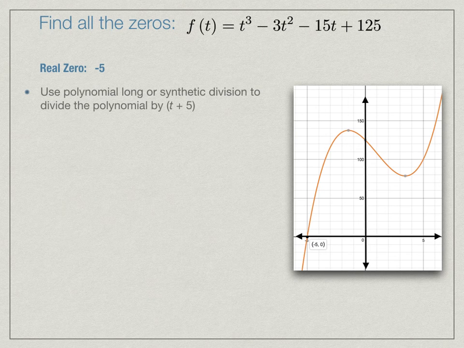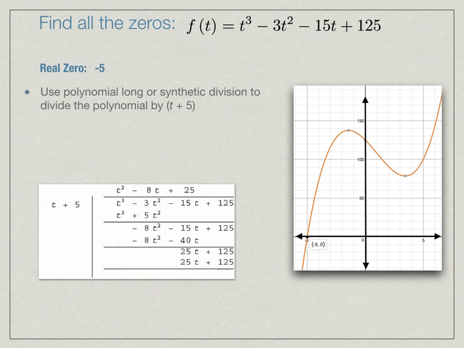We're going to use polynomial long or synthetic division to divide the polynomial by t plus 5. And we'll remind you what the process looks like here. Because we get a remainder of 0, we know that the original function can be rewritten in factored form as t plus 5 times t squared minus 8t plus 25.